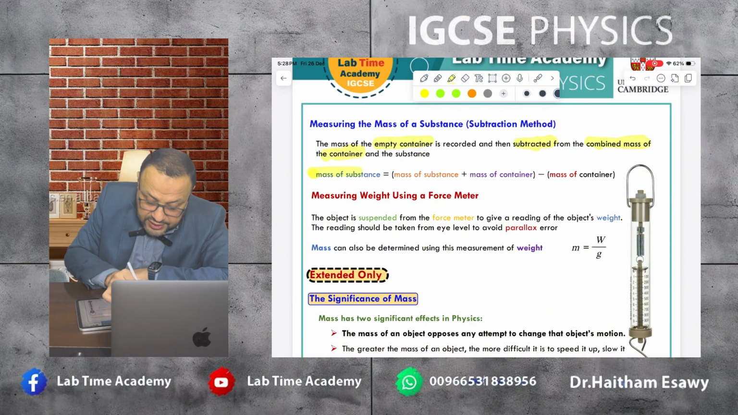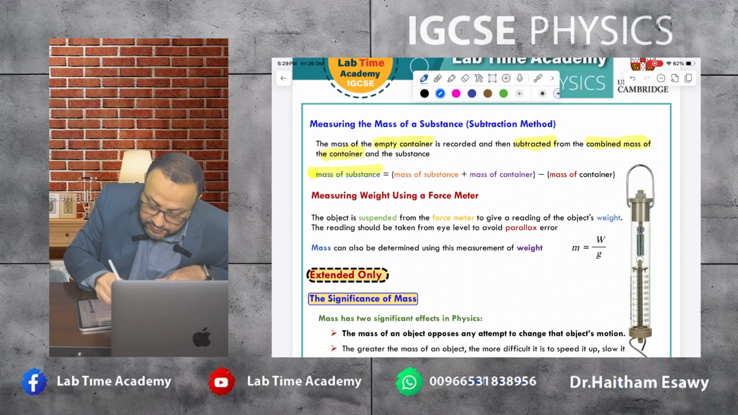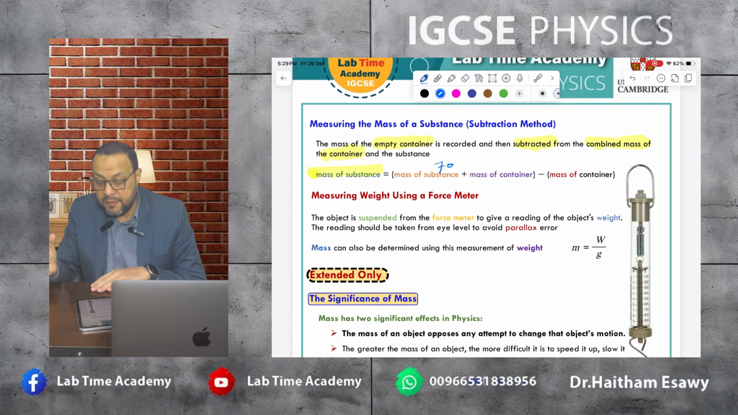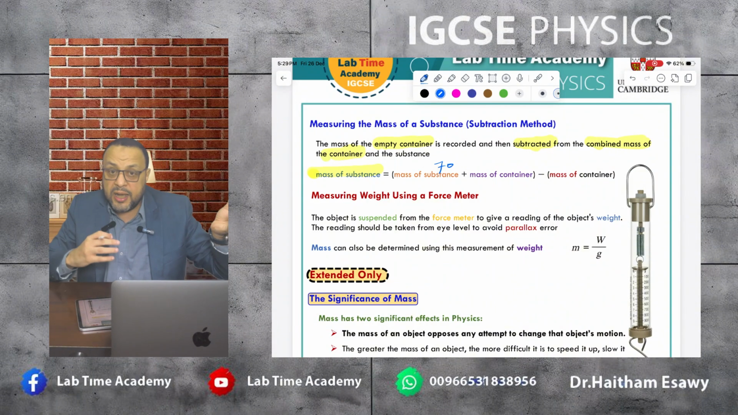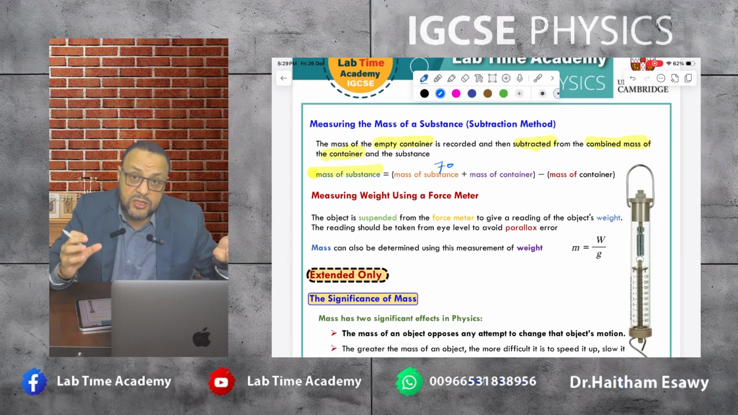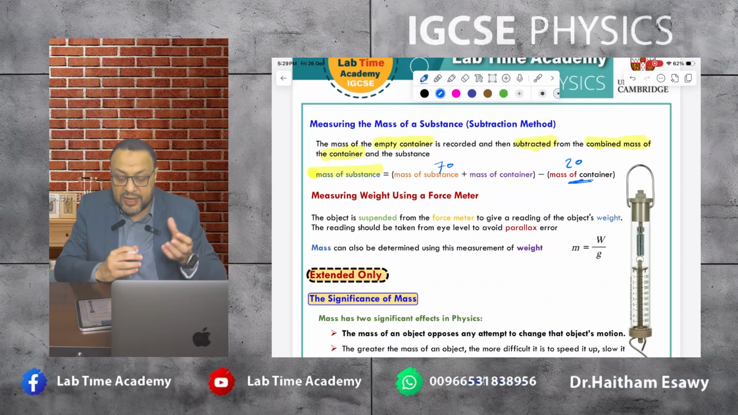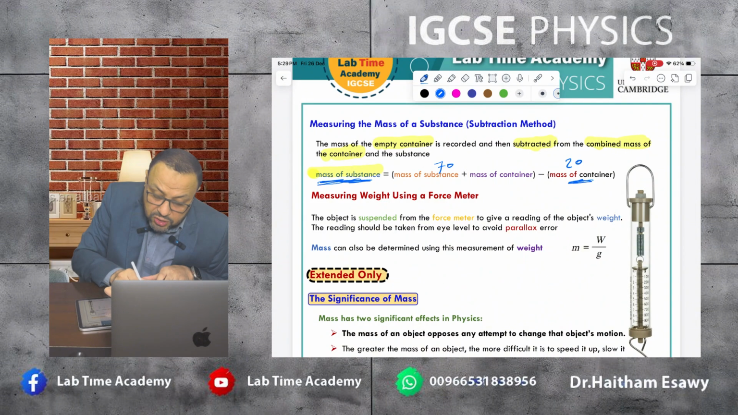If I want to measure the mass of the substance, first I'll put it in the container. So the total mass will be 70 kilogram, or 70 gram, no problem. And then I'll measure the mass of the container only. It will be, for example, 20 kilogram. Then it will be 70 minus 20 equals 50, and this will be the mass of the substance. Here, for example, I record the mass of the container only, say 20 gram. Then subtract 70 minus 20. It will be 50, and this will be the mass of the substance. This method I can name as the subtraction method.